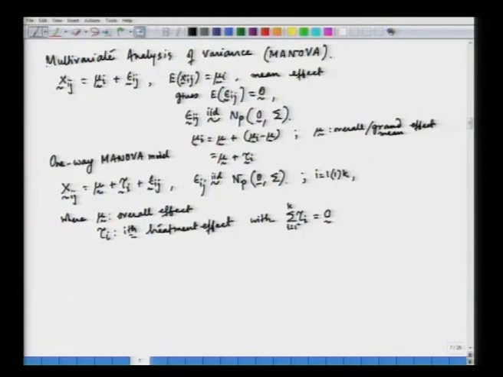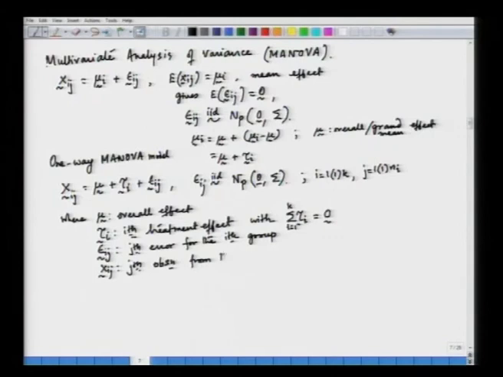So, I goes from 1 to k, and the number of observations in each group need not be constant. So, we have j going from 1 to ni, and Eij is the jth error for the ith group, just like we have Xij, the jth observation from the ith group.